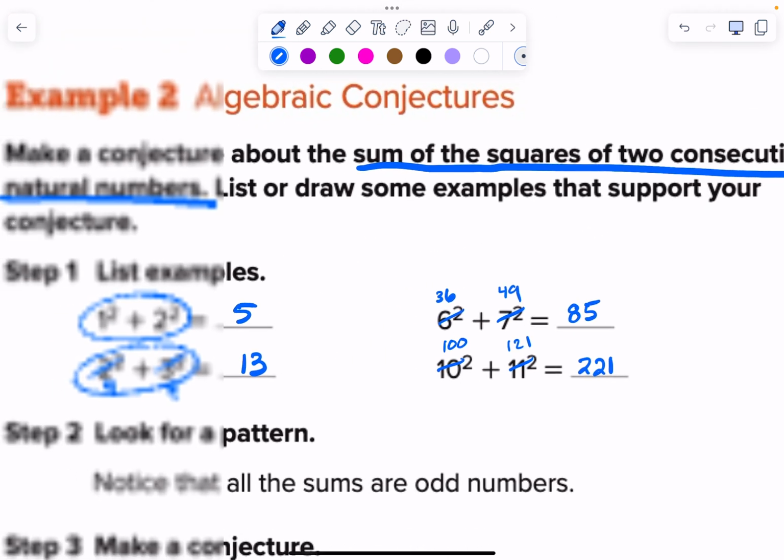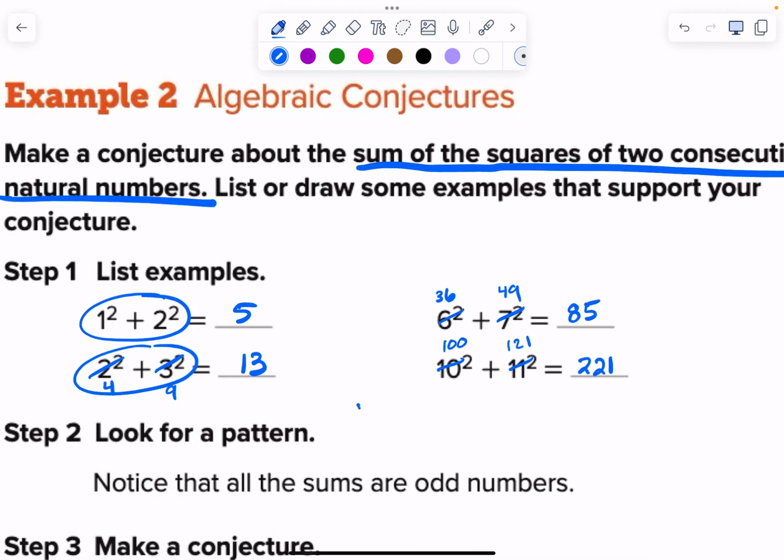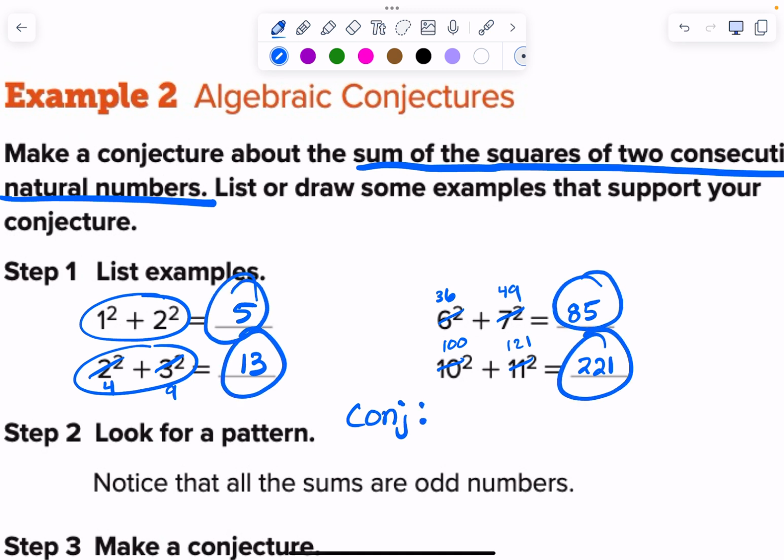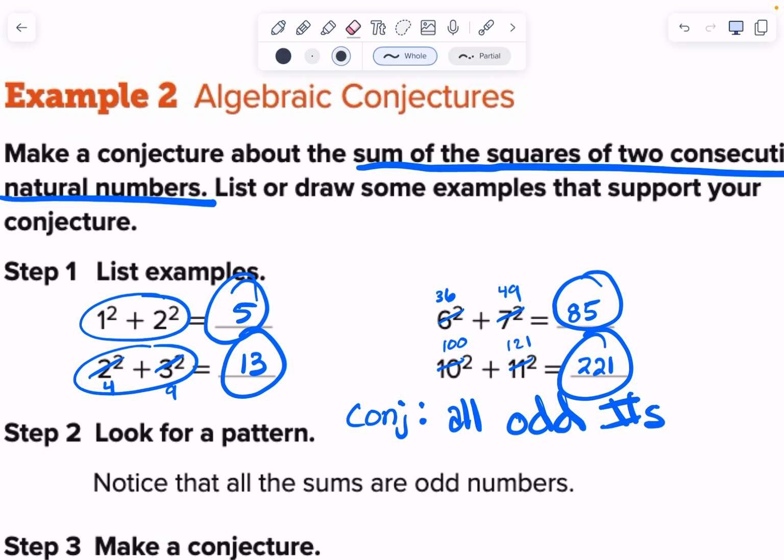Give me a conjecture. What can we conclude about all of these? If I add, they're all odd numbers. We're developing a pattern, right? Anything else I can say? Are all of those numbers divisible by 5? Not necessarily, but they all have to be odd numbers, right?